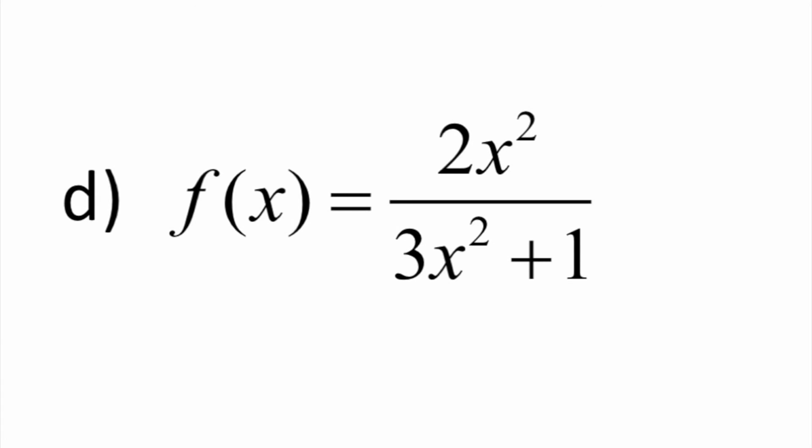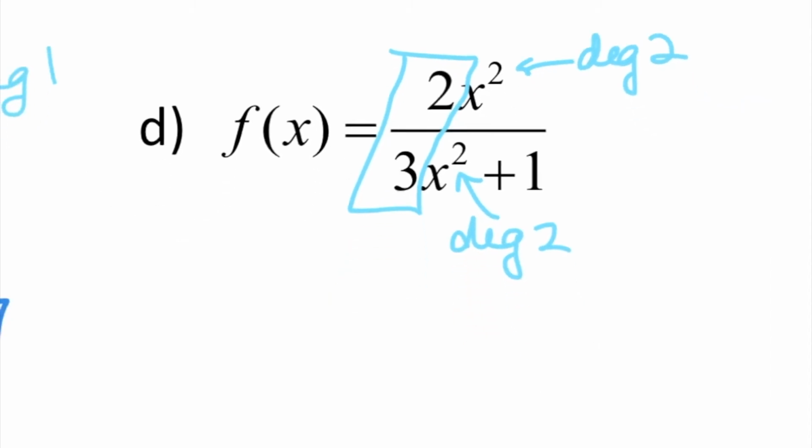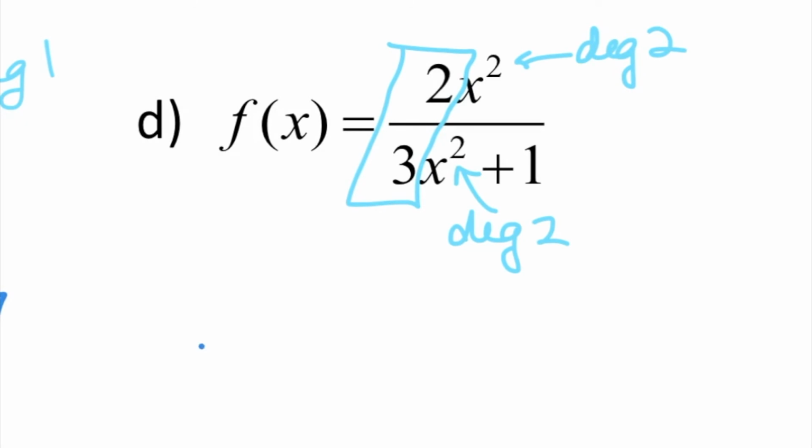And in letter D, you've got degree 2 in the denominator and degree 2 in the numerator. Both are degree 2. And so in this case, you look at the leading coefficients, and your horizontal asymptote is going to be that fraction. So your horizontal asymptote is y equals 2 over 3.